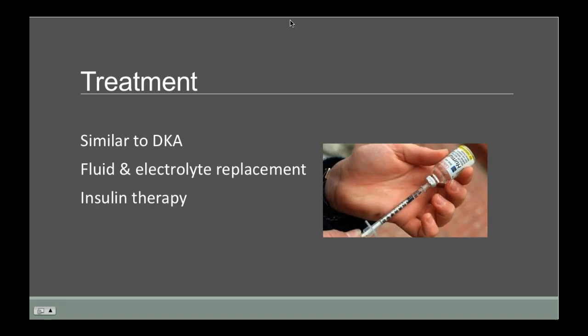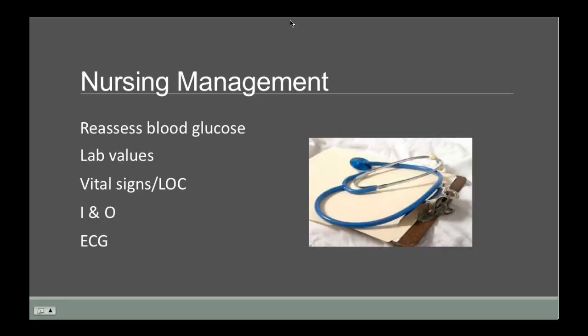And of course, you'll want to use caution when replacing fluid volume because, especially with older patients, you have patients that might have some cardiac issues or renal issues that make it a little more challenging when you're replacing fluid volume. You have to consider that. The nursing management includes reassessing the blood sugars, the lab values again, checking your vital signs, level of consciousness, I's and O's, and again the ECG related to the insulin and the potassium. All very similar things to DKA.